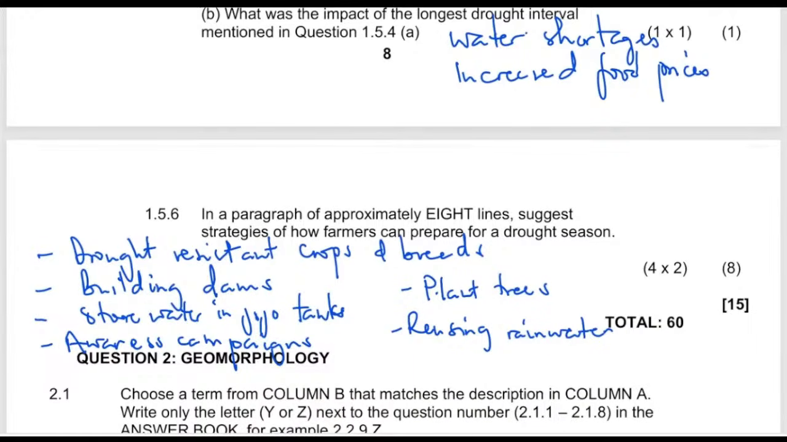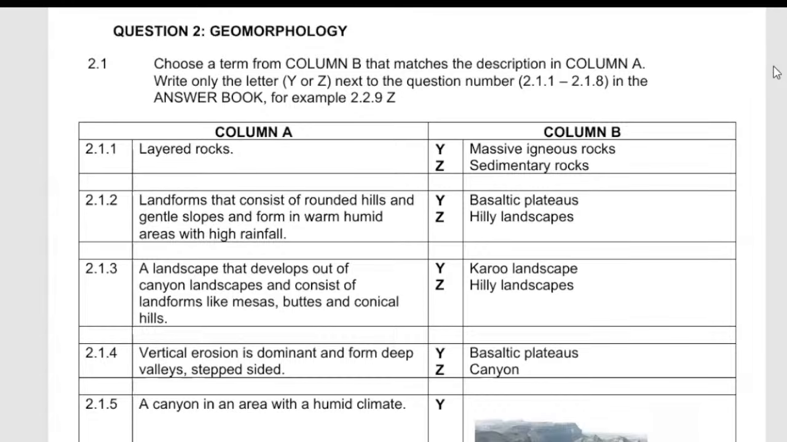That was question number 1. We've come to the end of our question number 1 out of 60 marks. We move on to question number 2, which is our question on geomorphology. We want to try and analyze the given questions under geomorphology, which is our question number 2 for theory under section A. Our first question is a matching column question.